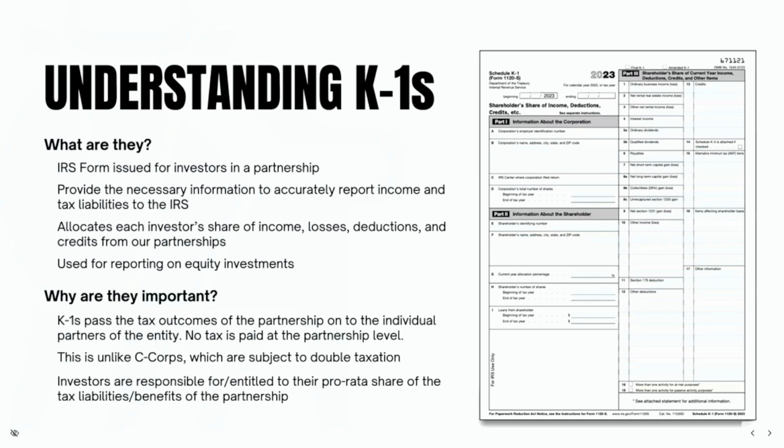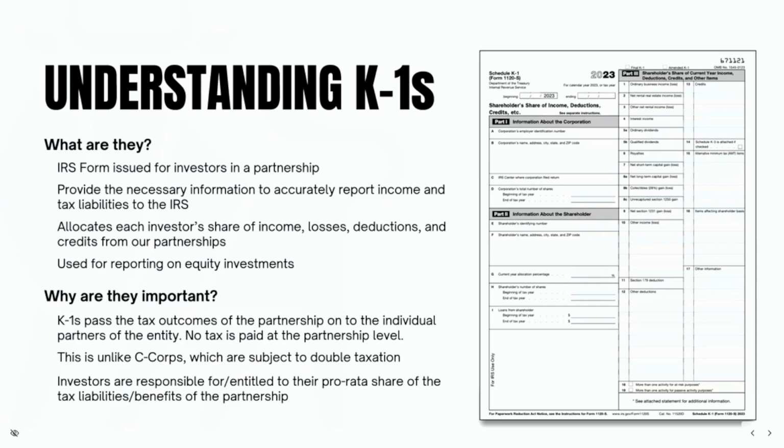Said another way, the Schedule K-1 takes the tax outcomes of the partnership and passes them along to the individual investor. So each individual investor is able to report their share of income, loss, deduction, or other tax outcome from the partnership in their individual tax returns. These, as I mentioned, are used for reporting on our equity investments in our F Street development deals, both ground up and acquisition. Why are they important?